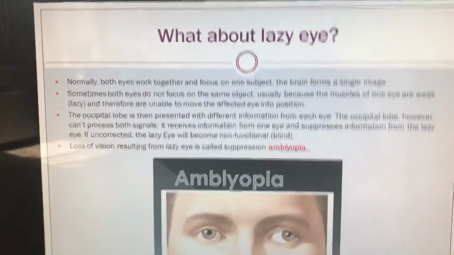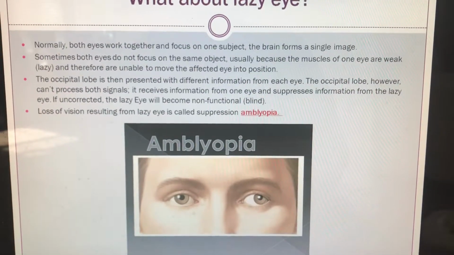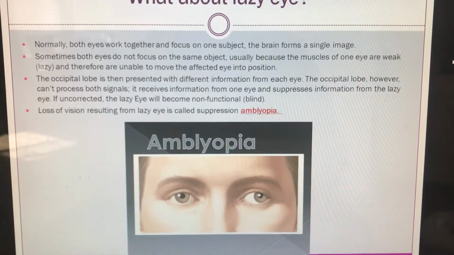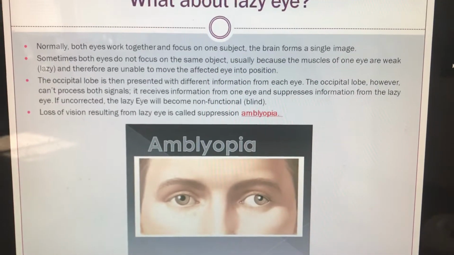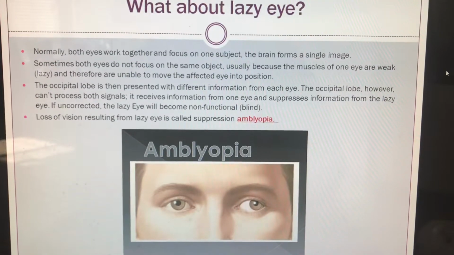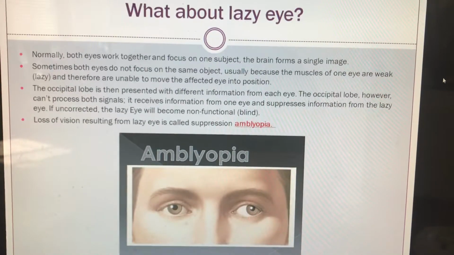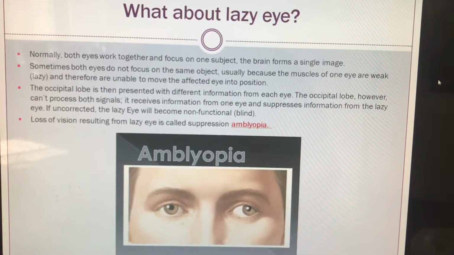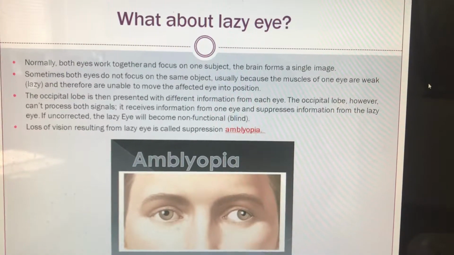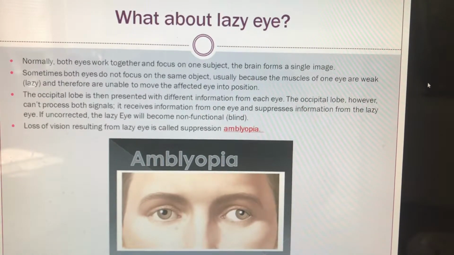So what about lazy eye? Normally, both eyes work together and focus on one subject, and the brain forms a single image. Sometimes both eyes do not focus on the same object, usually because the muscles of one eye are weak or lazy, and therefore are unable to move the affected eye into position. The occipital lobe is then presented with different information from each eye, and it can't process both signals. So it receives information from one eye and suppresses information from the lazy eye.